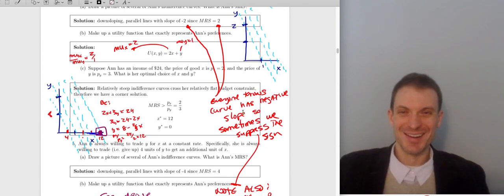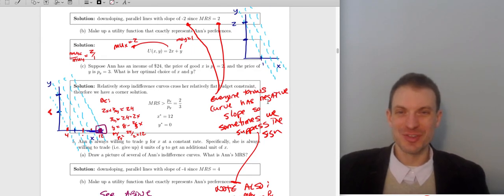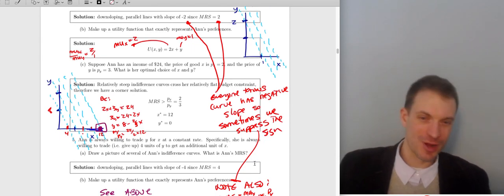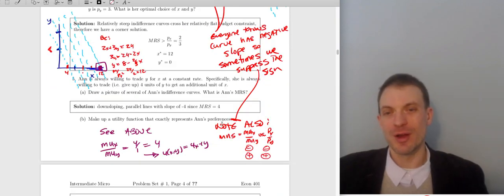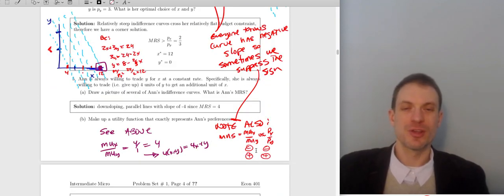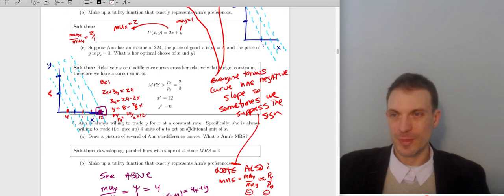Here's my sign. Here's my comment here. Everyone knows the curve has a negative slope, so sometimes we suppress the sign. Note also, comparing marginal rate of substitution to the price ratio, as long as you're consistent, you report them both as negative, those signs cancel, or both as positive, don't worry about it. So that's what this is.